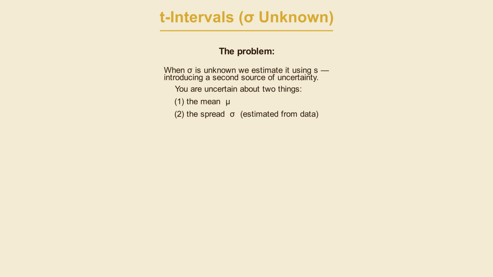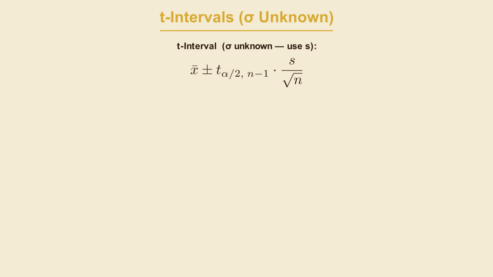Now here's the problem. Most of the time we don't know the true population variance sigma. We estimate it from the same sample that we're using to estimate the mean, using the sample standard deviation s. And that introduces a second layer of uncertainty. You're not just uncertain about the mean, you're uncertain about the spread as well. The z-interval doesn't account for that. It treats s as though it were sigma, as though there's no additional uncertainty from having estimated the variance from the same data. And when n is small, that ends up being a significant understatement of how much uncertainty you actually have. The t-distribution was built to handle exactly this.